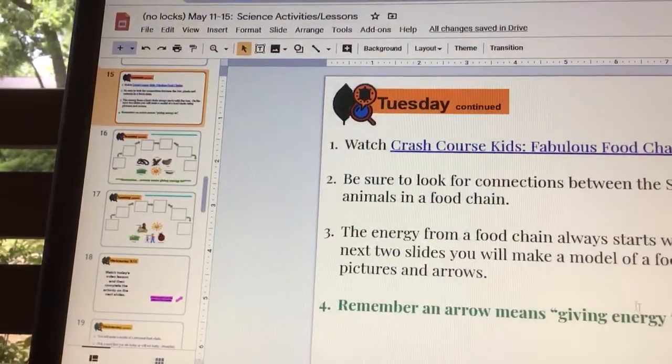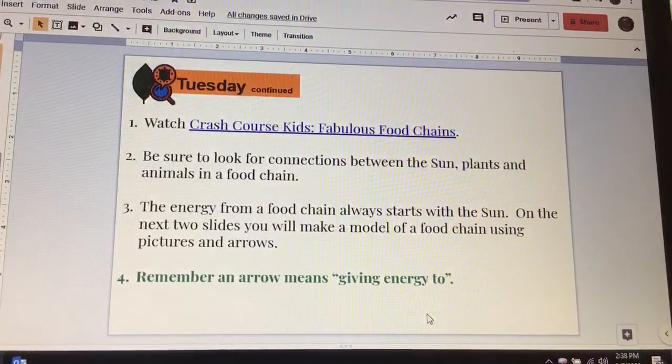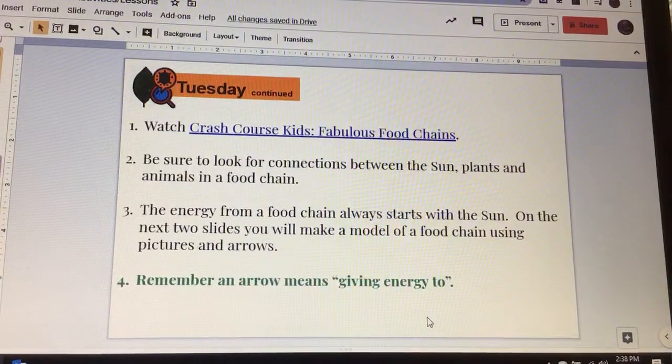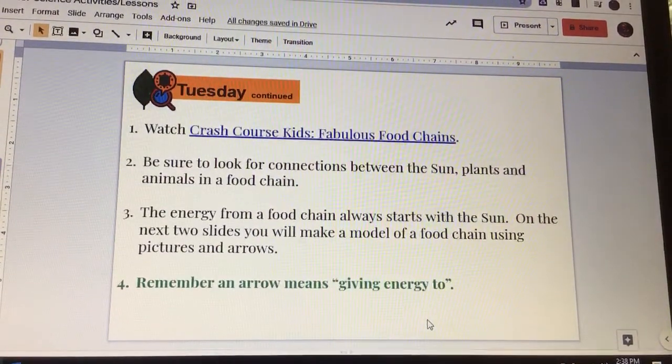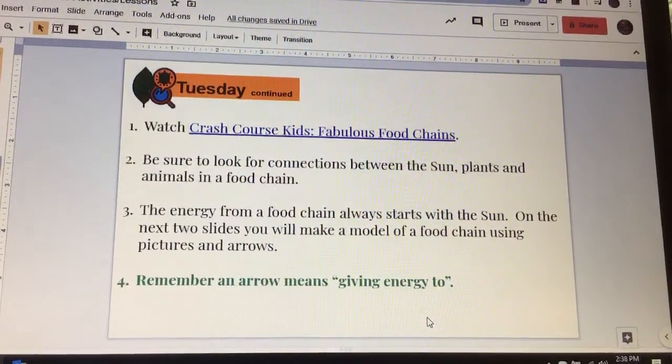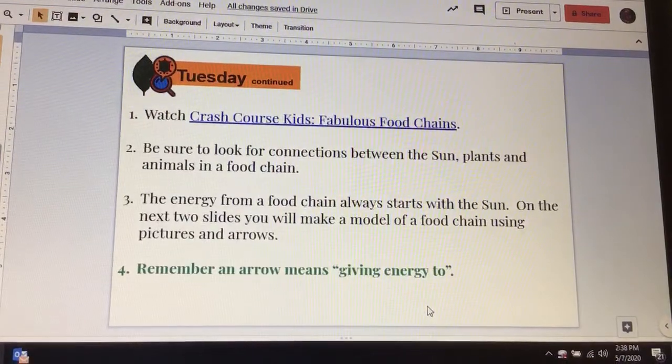All right, so think about really quickly too, what connections did you see between the sun and the plants and the animals? Because there is definitely a connection from the sun even to just us as animals, okay? So remember that the food chain always starts with the sun.